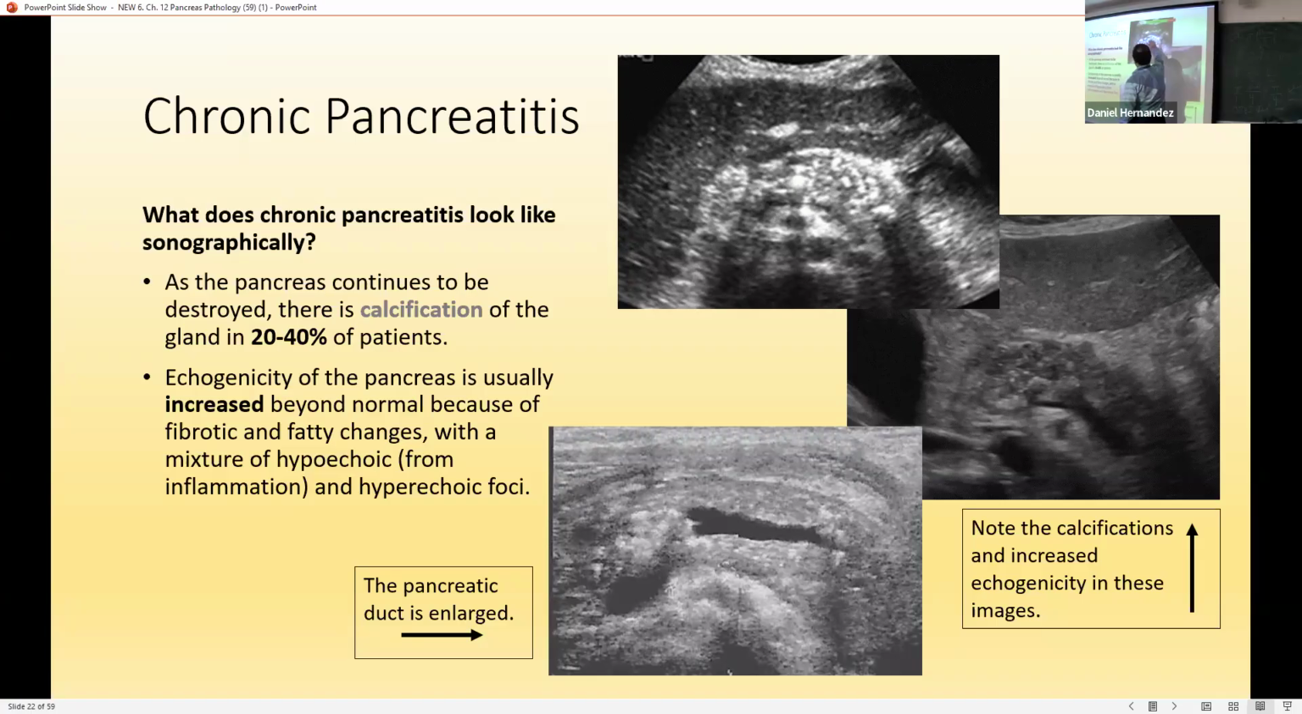Because it's so fibrotic and calcified, you get compression of that splenic vein. So when we get compression of the veins there, the portal veins and the splenic confluence, because of that heavy, bulky, calcified pancreas, compressing on that vessel could lead to potential, like I said, thrombosis within those vessels. The echogenicity, like I said, with acute pancreatitis is going to be increased. So it's echogenic. Beyond that, because of those fibrotic fatty changes, there's a mixture of hypoechoic from inflammation, as well as those echogenic or hyperechoic foci, those focal areas, those calcifications.